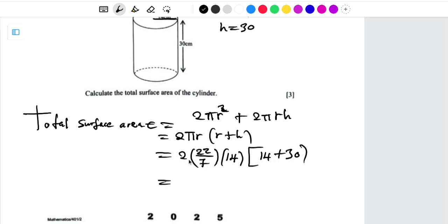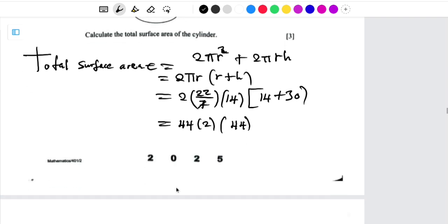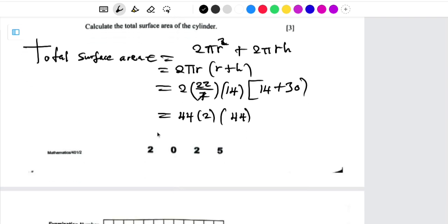Then 14 divided by 7. 7 can go into 14 how many times? 2 times. Okay, so this is what we are going to have. 2 multiplied by 22, that is 44. Then here we are going to get 2 because 7 can go into 14 2 times. Then what we have inside here is 44. So now we are multiplying everything here.